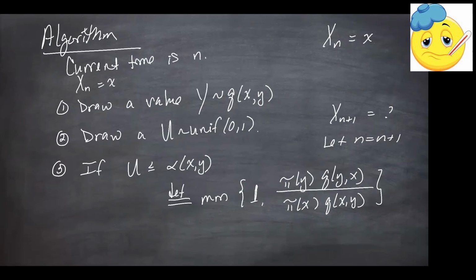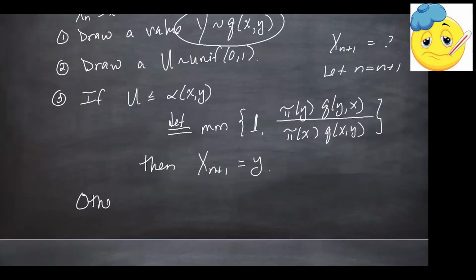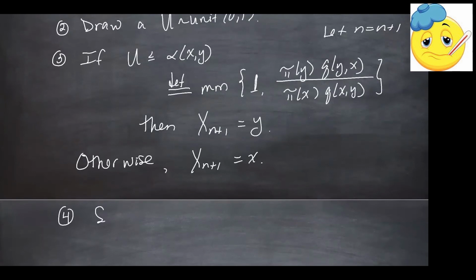So if the u is less than or equal to the alpha, and you might want to put n subscripts on these guys, but it's just an algorithm. You go through this each time with new u's and y's. Anyway, if you accept, then x(n+1) is the y value, the value that you drew from this. Otherwise, you stay flat, but you do move forward in time. So you stay right where you are, and then set n equals n plus 1 and return to step 1.